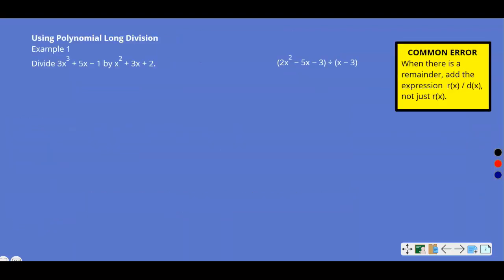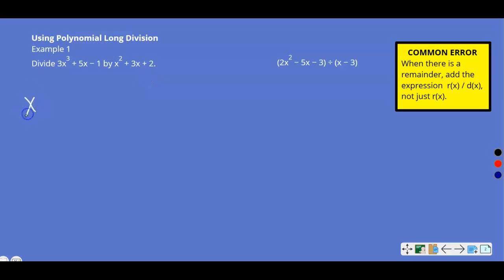Example 1, using polynomial long division. Hopefully you remember from 4th grade when you did long division with just numbers. The process is going to be very similar with polynomials. The difference is polynomials now have variables, exponents, and all that fun stuff. So let's get started. It says divide 3x cubed plus 5x minus 1 by x squared plus 3x plus 2.